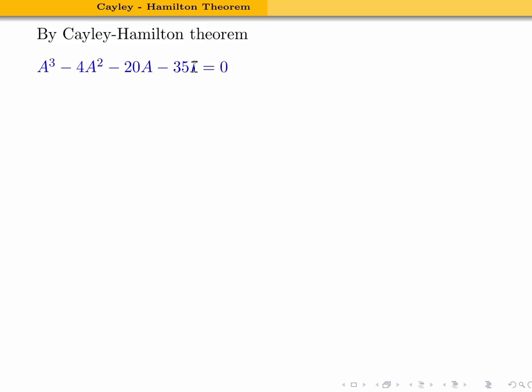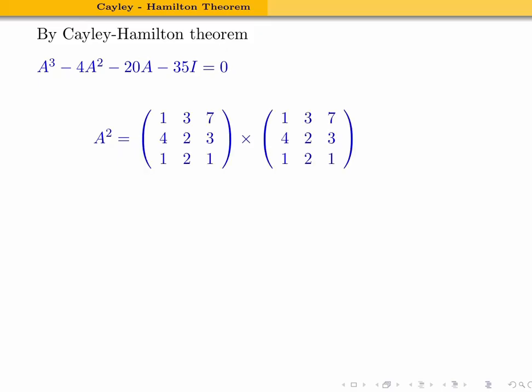Here I is the identity matrix. In our hand we have A, the given matrix. Therefore we need to find A square and A cube. After finding A square and A cube, we can replace them here. Surely, if it is verified, we will get a zero matrix. So first we find A square. A square is nothing but A matrix into A matrix. We multiply the two matrices and we will get these entries.